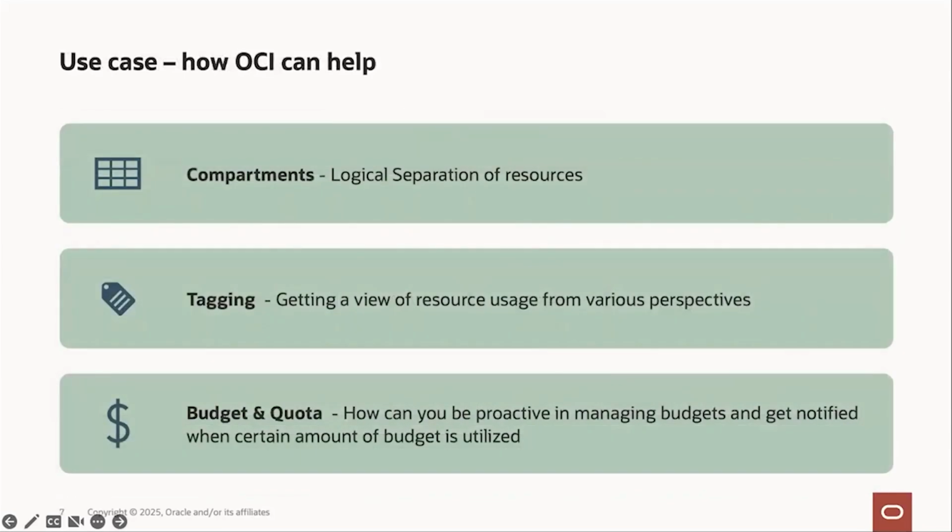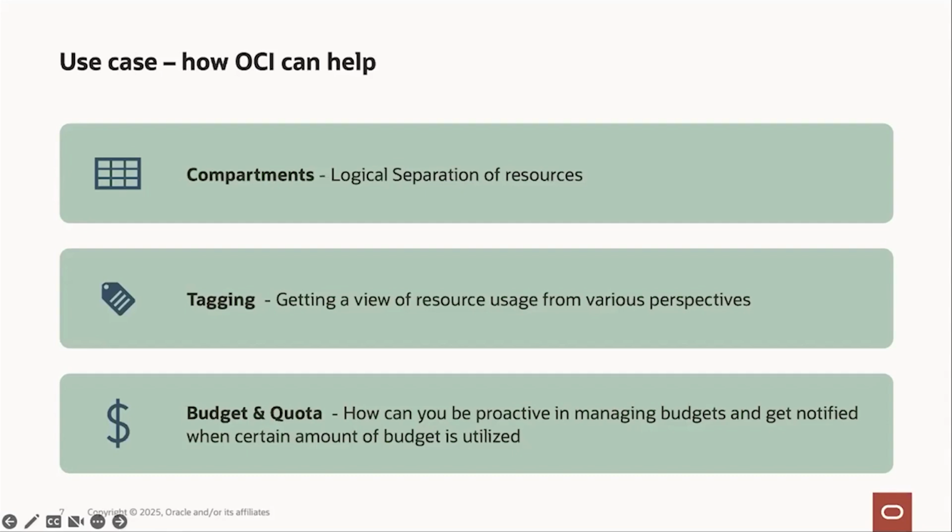Before we go over the specific tools, we want to showcase how OCI can help when it comes to financial operations. These are a couple of tools that we'll go over today that really help with your organizational and business operational needs. Those would be compartments, being able to logically separate your resources. The tagging service allows you to have different views of your resource usage from different perspectives. And then budgeting and quota policies.